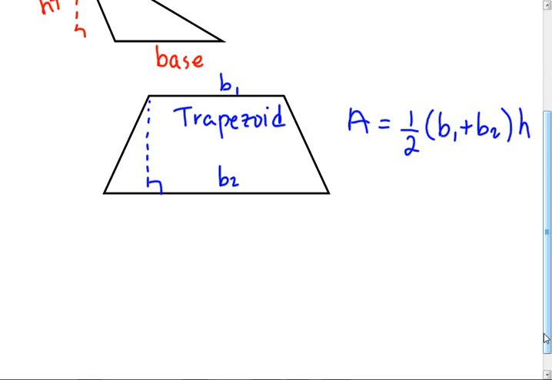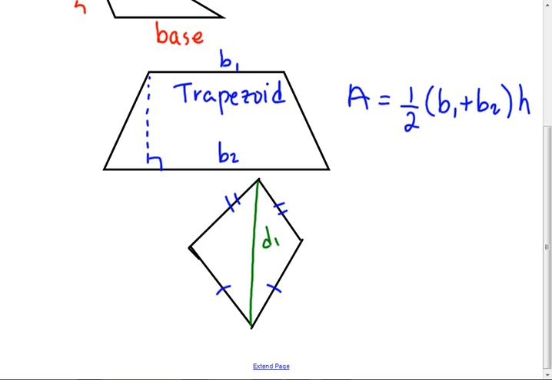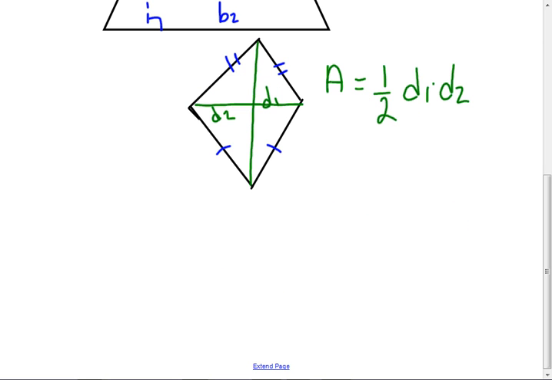And then we did a kite. And a kite's going to be hard. Maybe I'll just draw it freehand. These are congruent. These are congruent. If I draw in my diagonals, that's D1. That's D2. Okay, guys? It's 1/2 D1 times D2. And again, as some people did, they broke it into triangles. But there were 2 other figures we did yesterday.